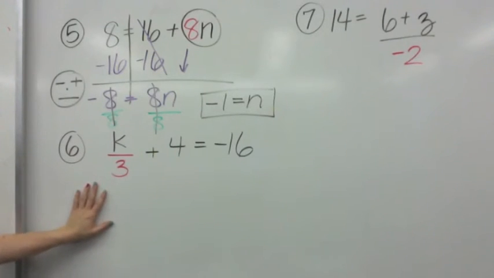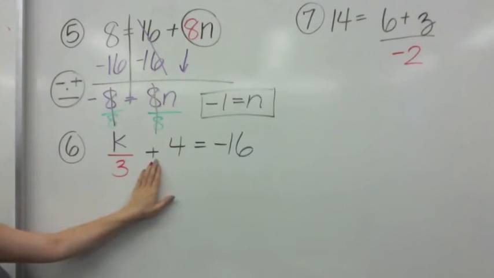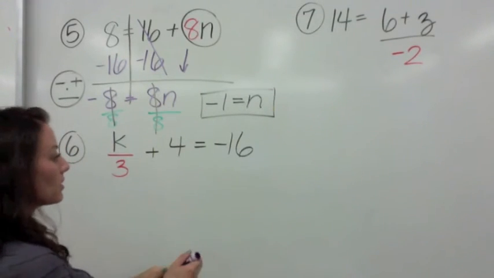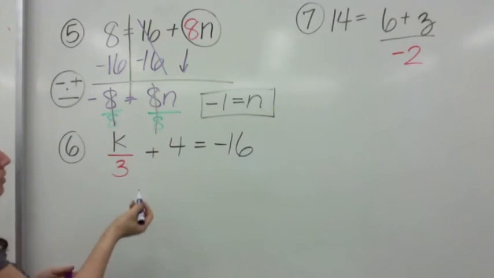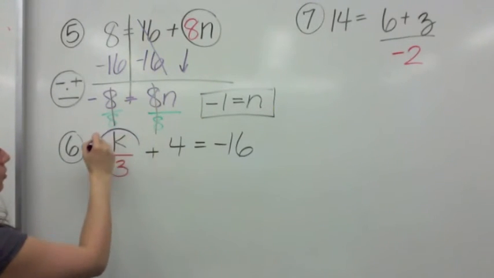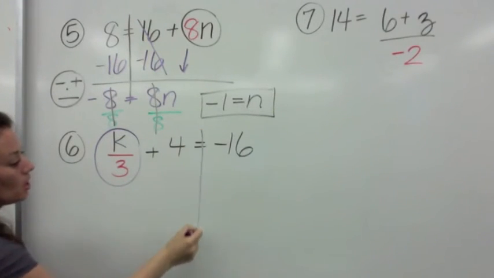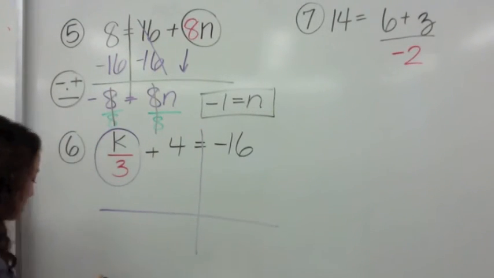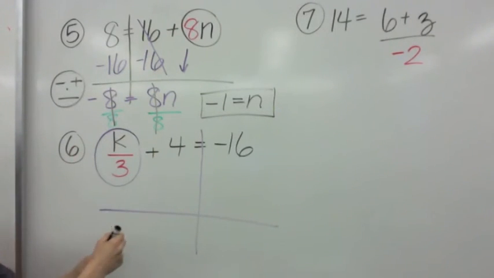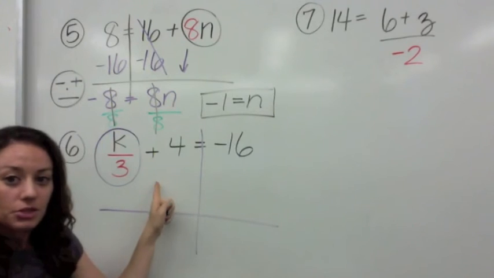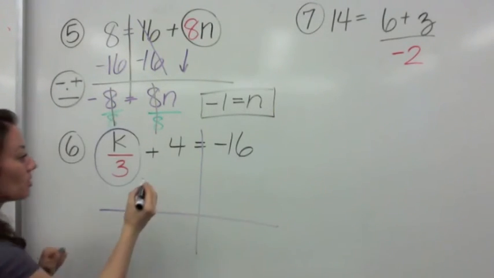Okay? Let's look at number 6. Number 6 says a number divided by 3, if you add 4 to it, gives you negative 16. If it helps you, you can again circle where you see the variable, and it's being divided by 3. You could separate both sides of the equation. So what do you have to do to get k divided by 3 by itself? You have to do the opposite of positive 4. What's the opposite of positive 4? Minus 4. There you go. You're going to subtract 4 from both sides.